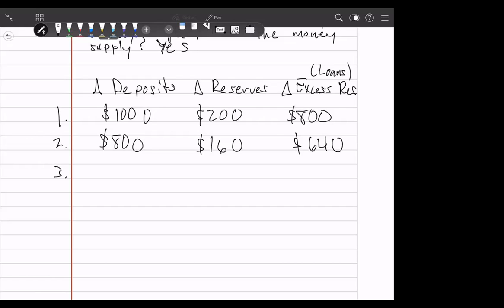We said we're going to do 3 rounds of this because that's what the question asked. $640 gets deposited back in. 20% of that is $128. That leaves us with $512 that, if we went into a 4th round, would be going back up. Now we need to figure out what the change in the money supply was. There are 2 ways that you can do this.